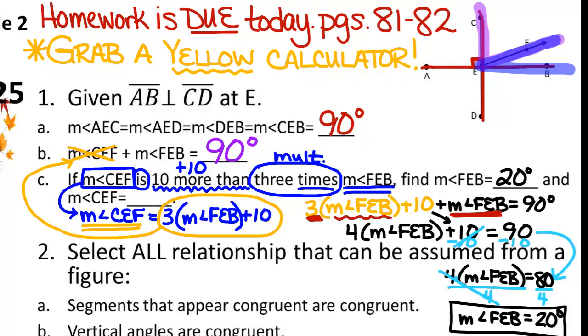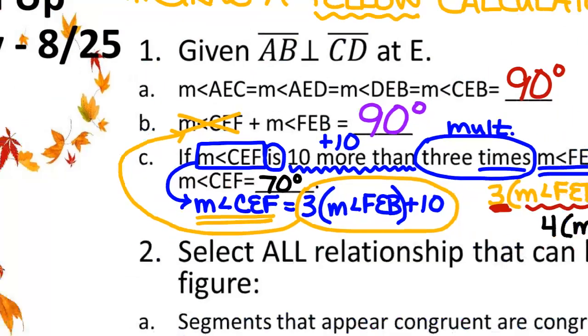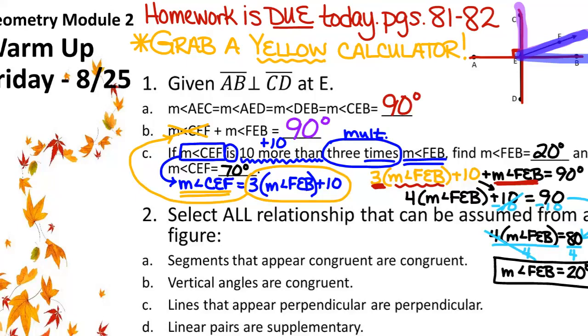So how big is my other angle? This angle together with CEF, 70 degrees. Why? Because 20 plus 70 is 90 degrees. The other thing I could have done is substitute back in. Remember up here in the words where it said CEF is 10 more than 3 times FEB? What is 3 times this number? 60. What's 10 more than that? 70. I get the same answer either way.